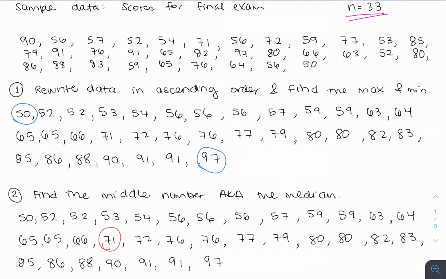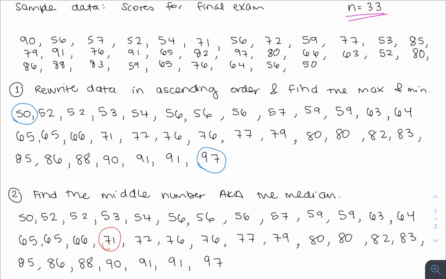The first thing that you want to do when you're trying to figure out a box plot or a 5-number summary is to rewrite the data in ascending order. That just means from smallest to largest, and find the maximum and minimum values. I've circled those values in blue. The minimum, or the smallest value, is 50, and the maximum, or the largest value, is 97.